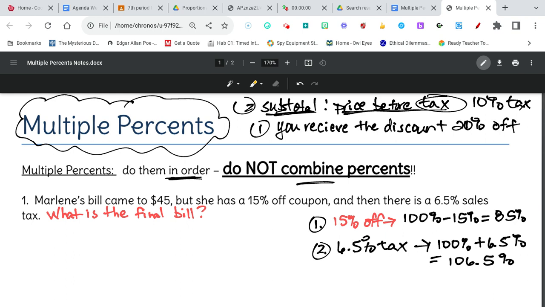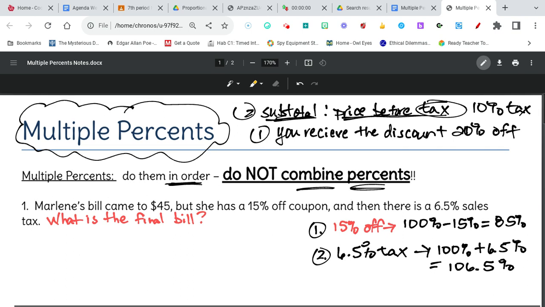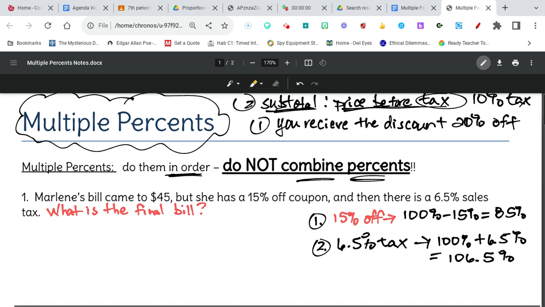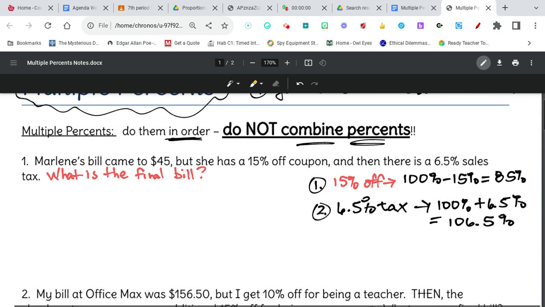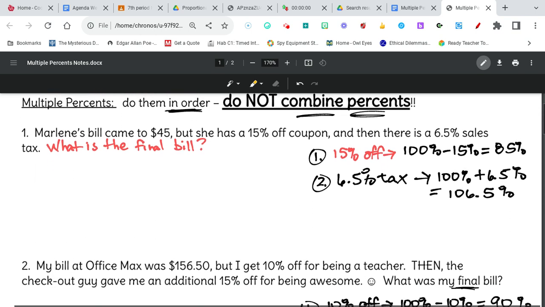And don't combine percents. Right, I talk about the tip that you want to leave at the restaurant, and of course, you get a tax. Suppose you want to leave a 10% tip. You're not going to take 10% and add it to maybe a 10% tax and say, "Oh, I'm paying 20%." You don't do that, okay? You do each one separately. All right, so let's take a look at some examples.